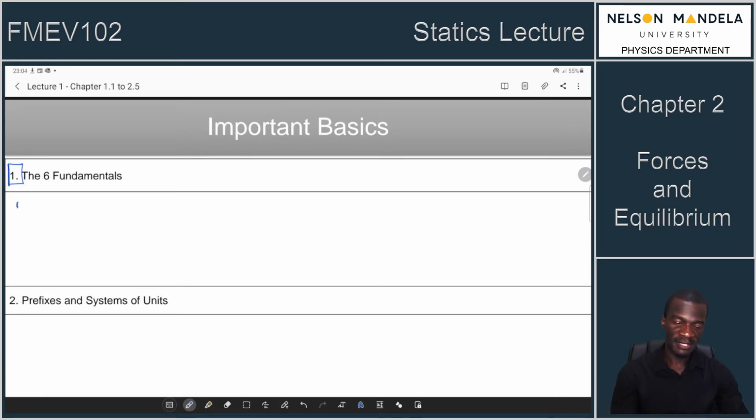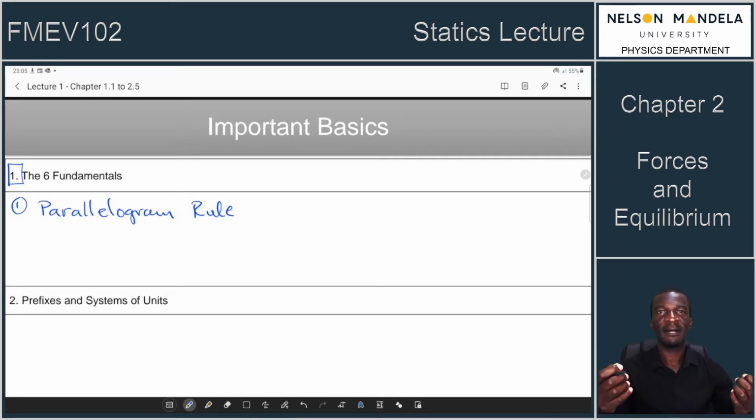The first fundamental of mechanics is the parallelogram rule. So you will notice that with the parallelogram rule, all we are attempting to describe is vector addition. For us to find the resultant of 2 vectors acting at a point, there is a rule that was introduced to us in mechanics called the parallelogram rule.